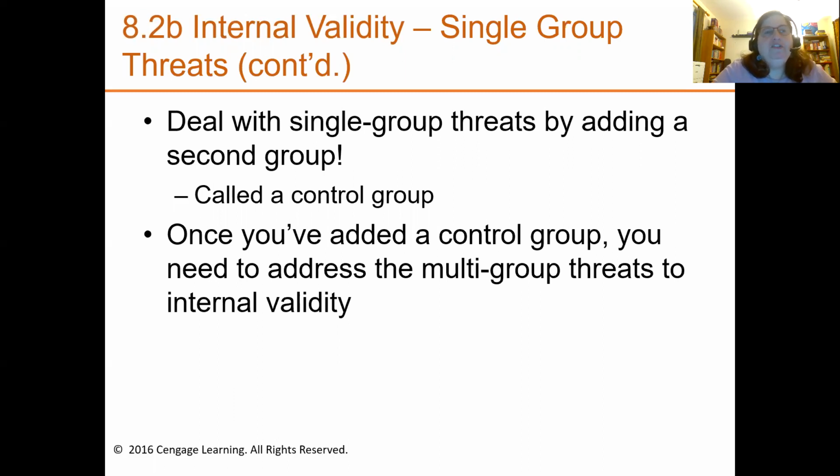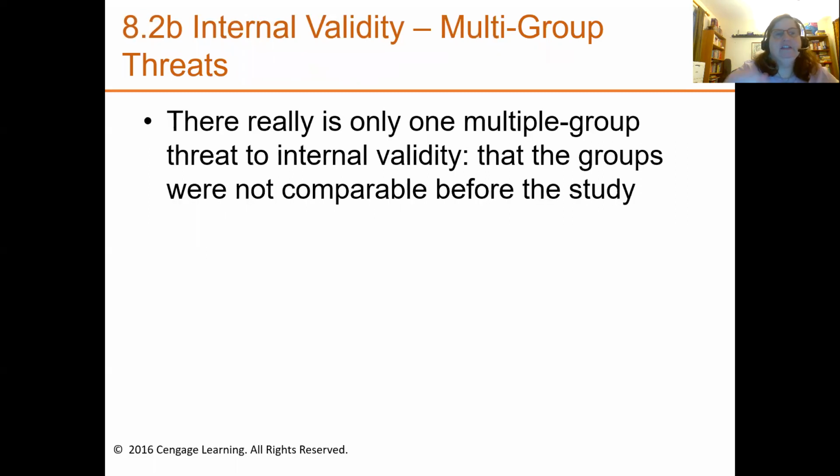So one way to deal with these single group threats is to add a second group known as a control group. But if you add a control group, you need to address the multi-group threats to internal validity. Okay. And the big multi-group threat to internal validity is that the groups were not comparable before the study. In other words, they're not comparable at pretest.